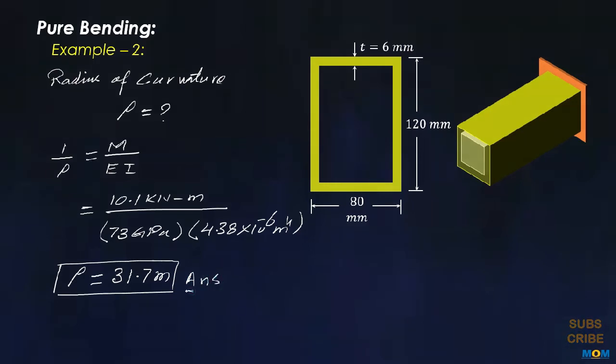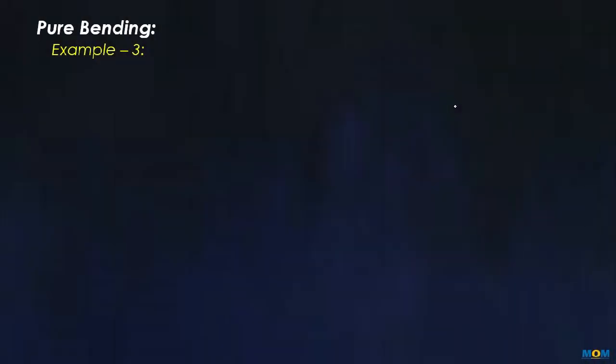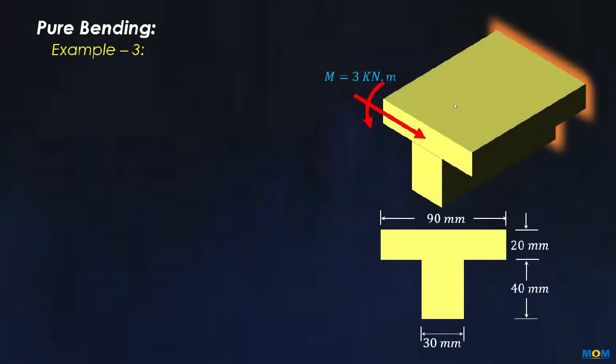the radius of curvature. In example 3 we have a part which is subjected to bending moment of 3 kilonewton meter. Dimensions of this part is as shown.